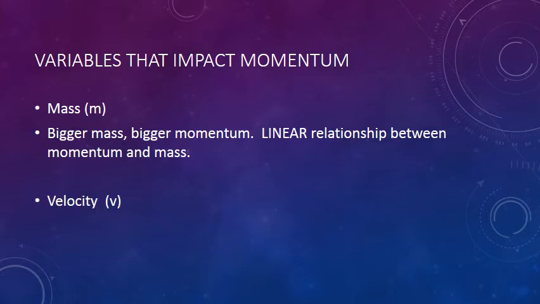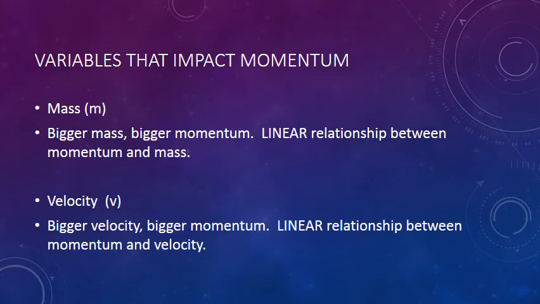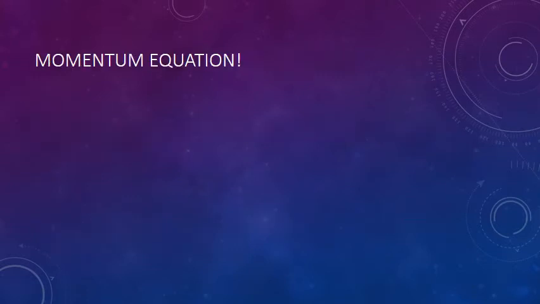The other variable that impacts momentum is velocity. So the larger the velocity, the larger the momentum. So there's also a linear relationship between momentum and velocity. As velocity gets larger, momentum gets larger. So now that we know that there's a linear relationship between momentum and mass, and there's also a linear relationship between momentum and velocity, we should be able to come up with the actual equation for how to calculate momentum. So pause the video for a second and see if you can come up with this formula on your own.